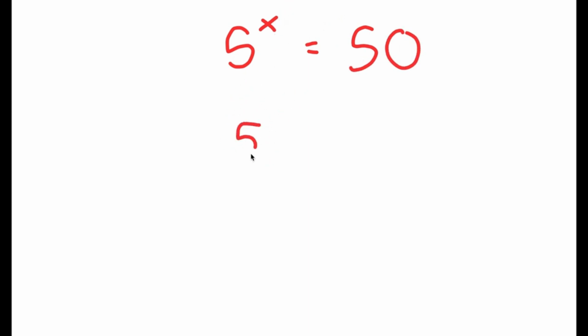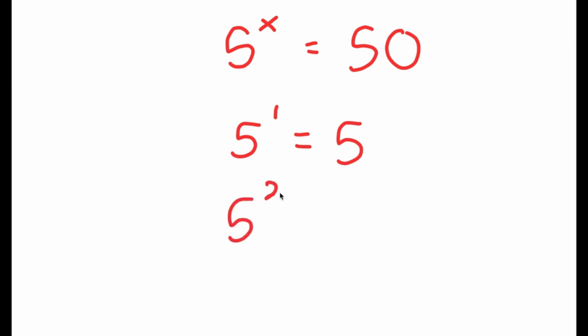Alright, so in this video, I'm going to be solving the equation 5 to the power of x is equal to 50. So to first start with this problem, let's test different values of x. So if x is 1, then I get 5 to the power of 1, which is equal to 5. And this is too low.